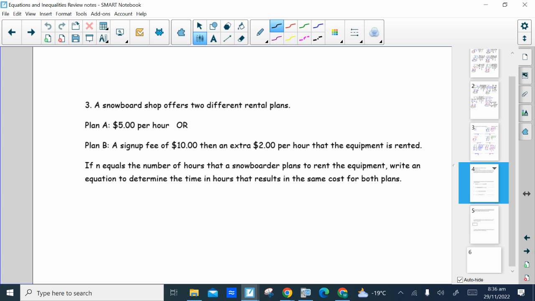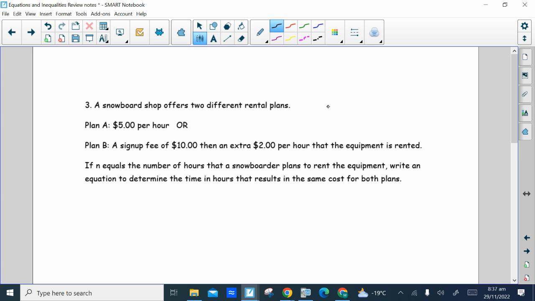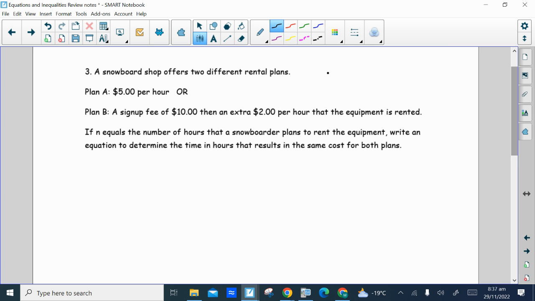So, on page 4, a couple problems to look at. It says a snowboard shop offers 2 different rental plans. Plan A is $5 an hour, or Plan B, there's a sign-up fee of $10 and an extra $2 per hour that the equipment is rented. If n equals the number of hours that a snowboarder plans to rent the equipment, write an equation to determine the time in hours that results in the same cost for both plans. So that'll be where both plans are equal, an equal amount. So this will be an equation.